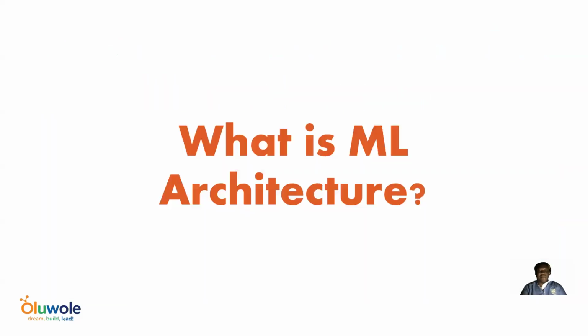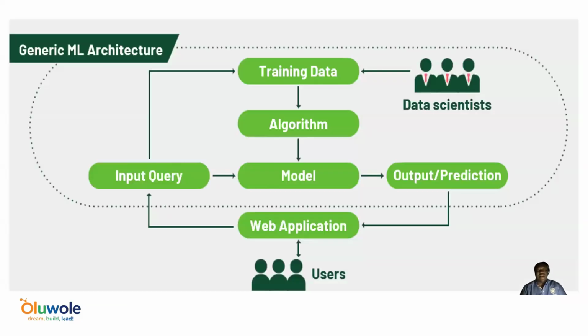Okay, so that brings it to the end of what enterprise is. So what is ML architecture itself? This is the machine learning architecture that we want to use for our enterprise machine learning. This is what it looks like. I call it a generic ML architecture. You can see the user through the web application. They are the end user.